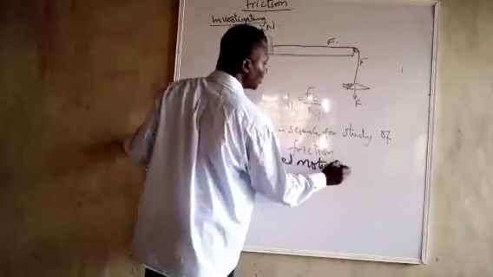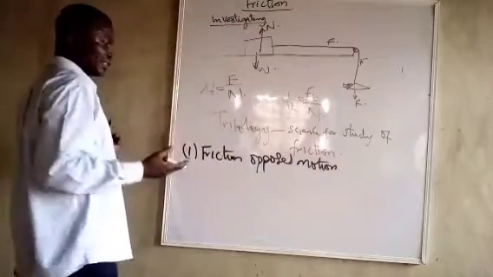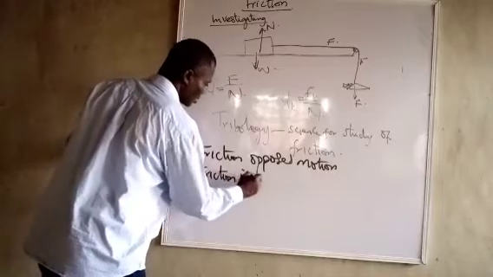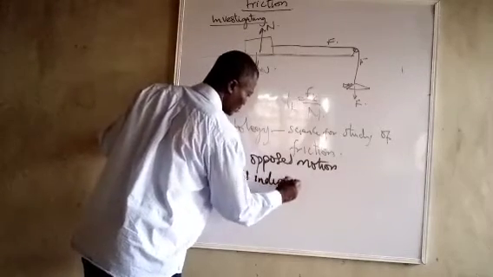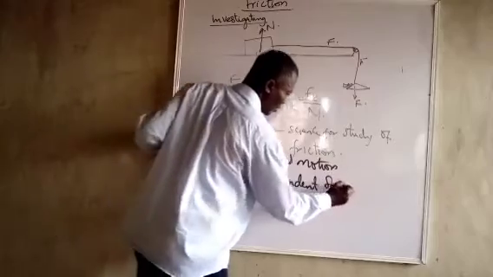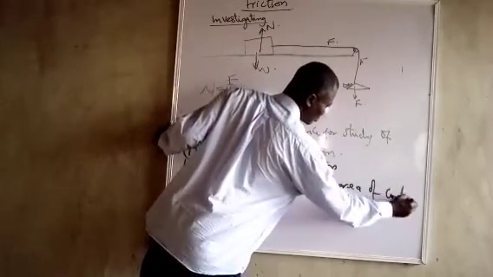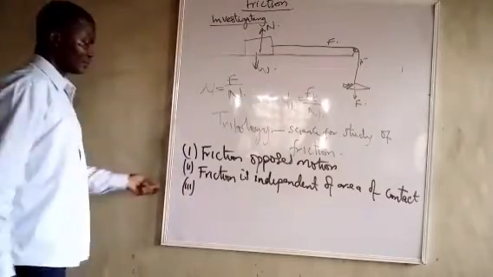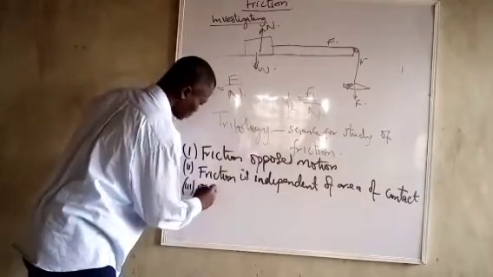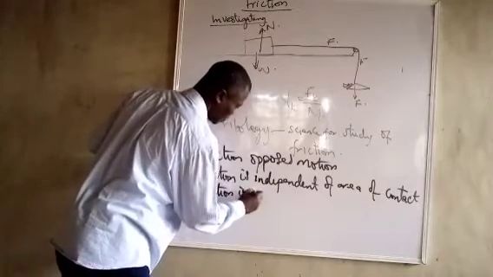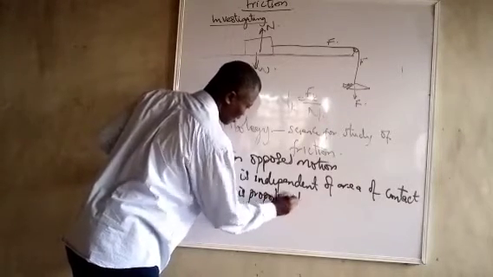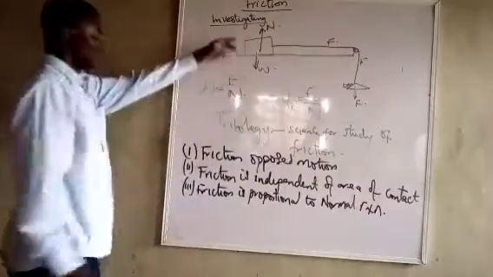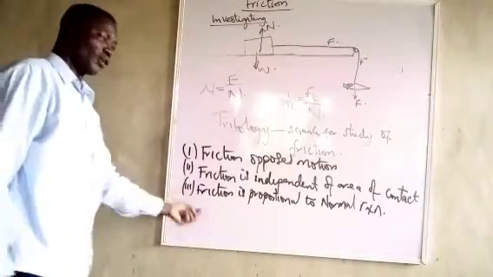So most times, when you are doing your work, friction will always be in the opposite direction. 2, friction is independent of area of contact. You can see. Now 3, friction is proportional to normal reaction. I told you, the perpendicular component of the force acting on the surface.